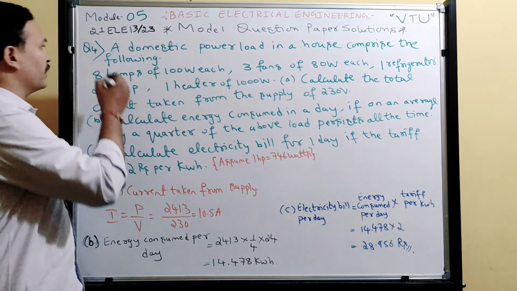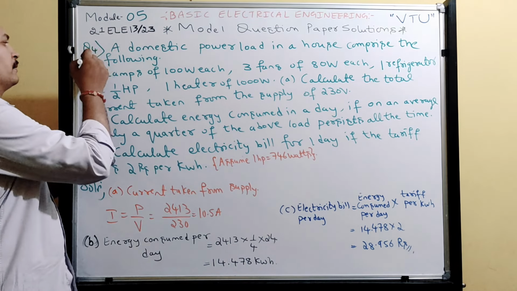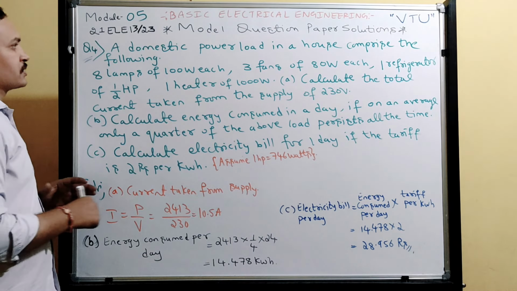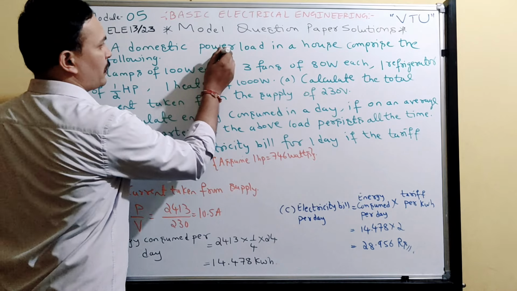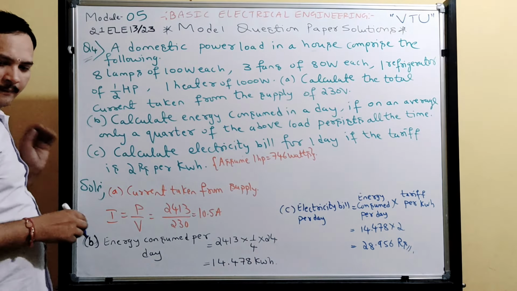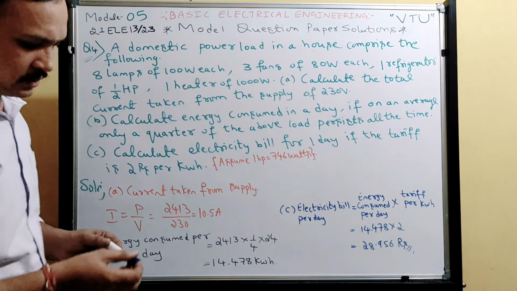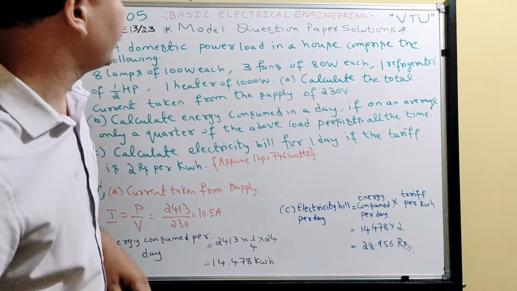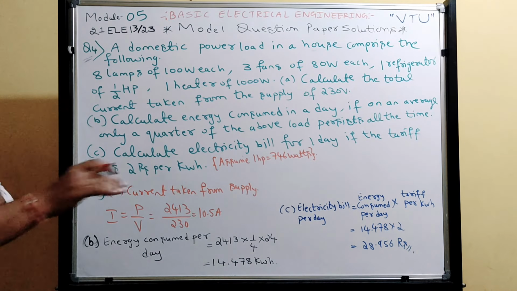Okay friends, now we are in the last problem, and it is very easy to understand. Okay guys, we can read the question. A domestic power load in a house comprises the following. Means they specified a domestic load in a house. It has the following appliances.